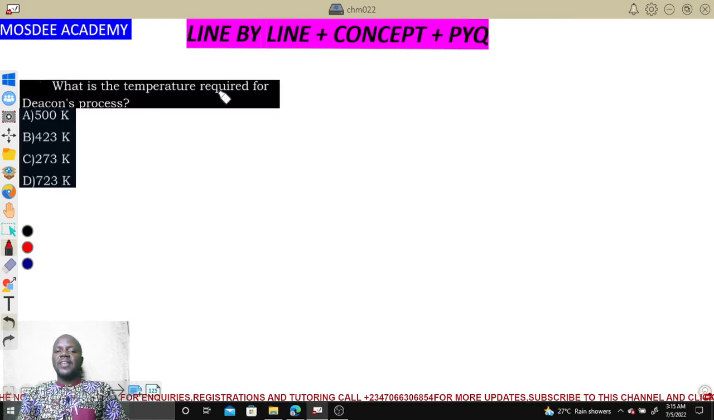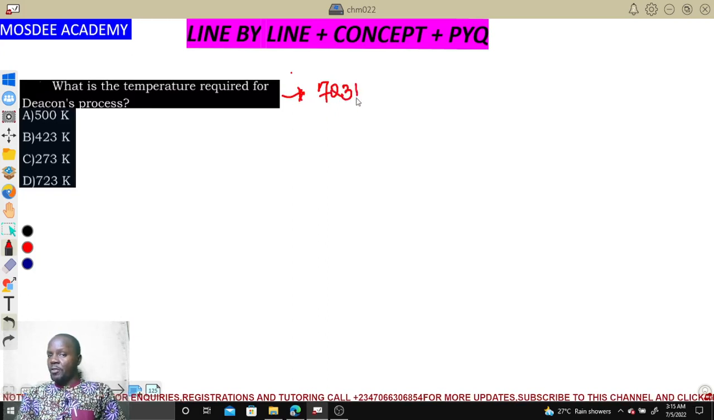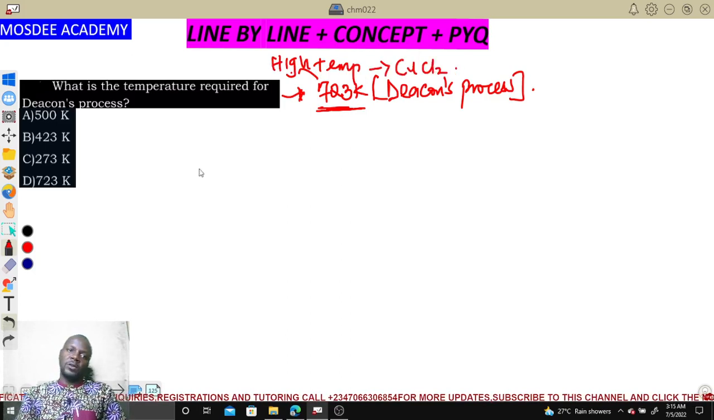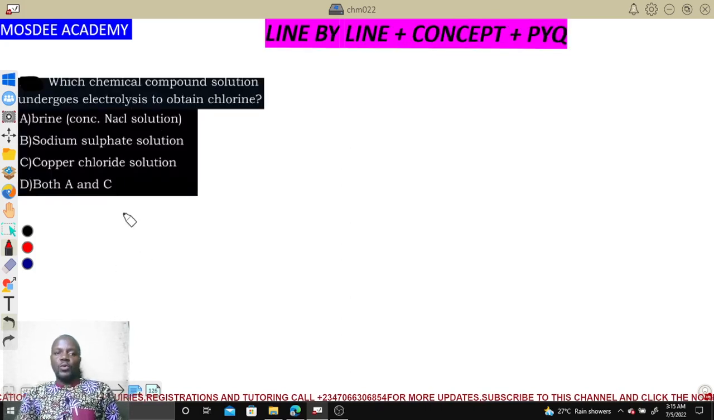Now, what is the temperature required for Deacon's process? I may not have talked about it, but now keep it in mind. Deacon's process is about 723 Kelvin. So this is the temperature for Deacon's process. During the Deacon process, you need a high temperature of about that, in the presence of a catalyst, which is copper chloride, CuCl2. So the answer is nothing but this. Watch this video to the end for maximum knowledge.